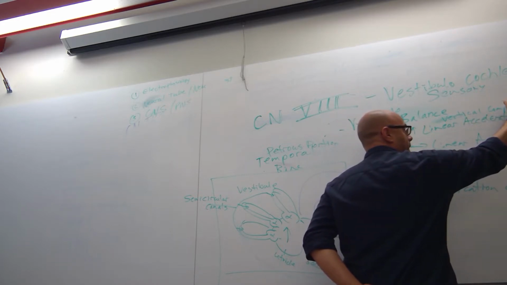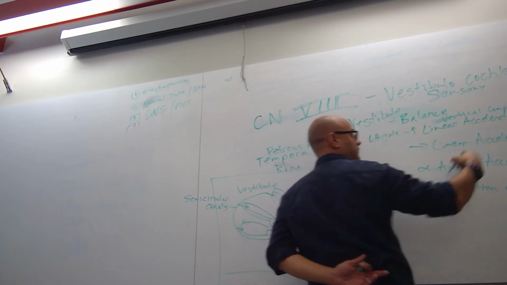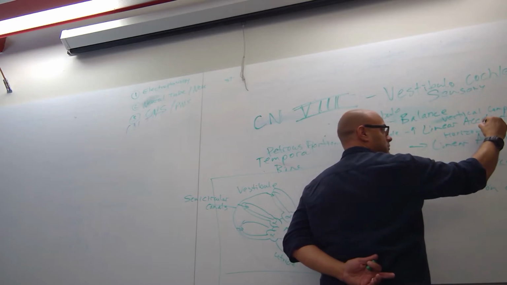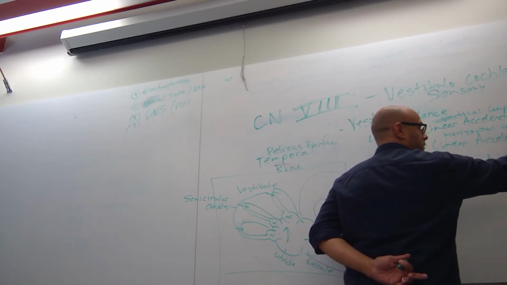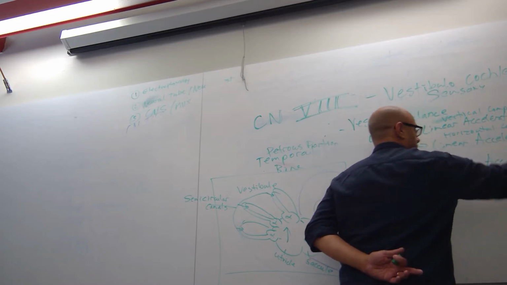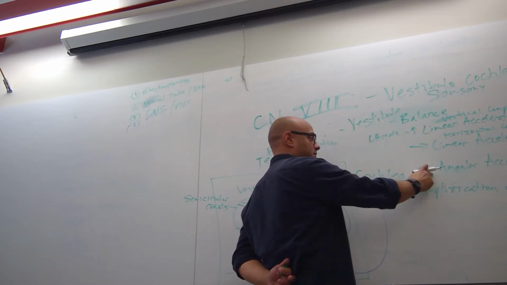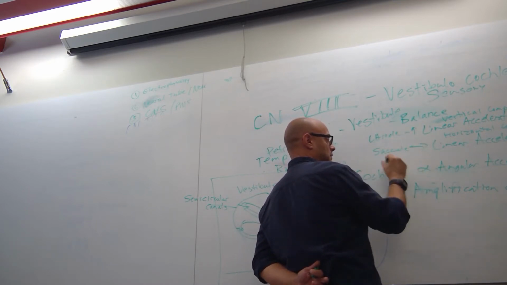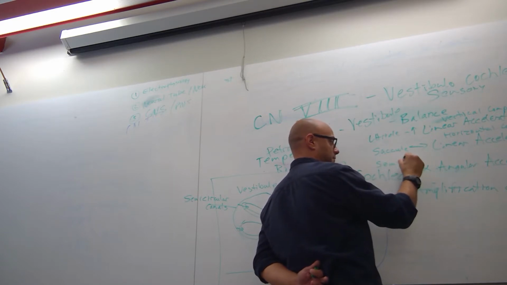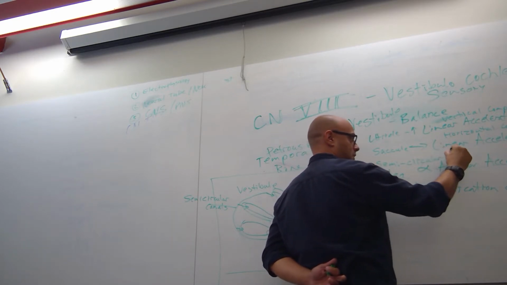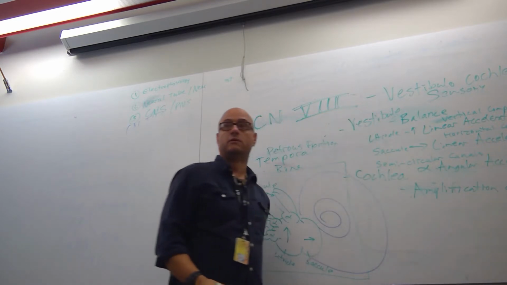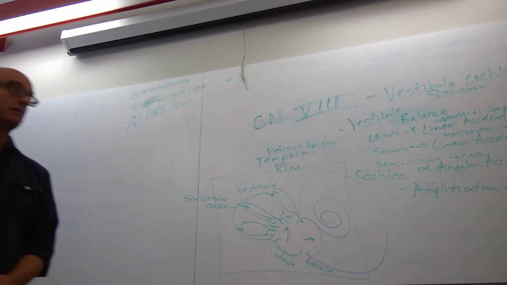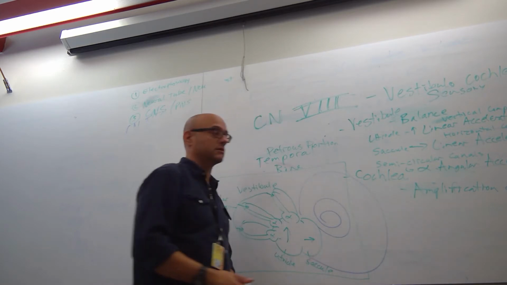Vertical component of linear acceleration. And then this means horizontal component of linear acceleration. So this is the utricle, this is the saccule, and this is the semicircular canals. Okay? That goes for the angular acceleration. For angular acceleration, that's right. This goes to this guy, to angular acceleration.